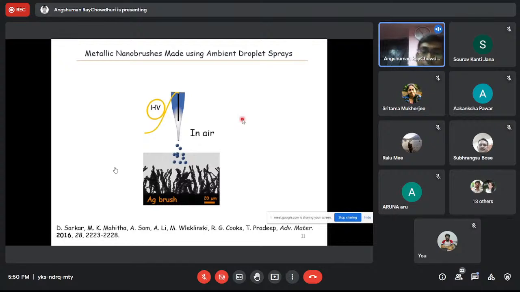Now we will discuss another particle morphology. This is a paper published by our senior, Dipanjan Sarkar, in 2016. What they did, in a similar way, was spray silver acetate on the substrate, and it produces a bush kind of structure. A one dimensional bush is forming. That is very, very interesting.